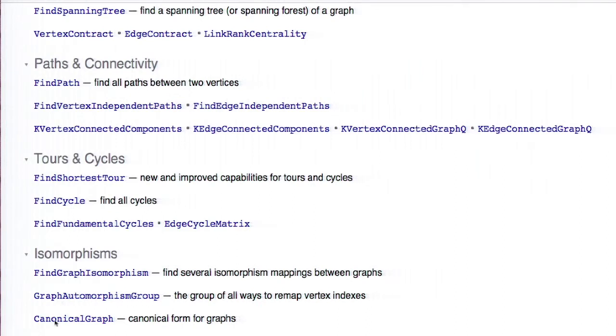Okay, the other functionality we also introduced is CanonicalGraph. Essentially, CanonicalGraph gives a canonical representation of a graph. So if two graphs are isomorphic, the resulting graph is the same. If you have 10,000 graphs and you want to check whether they are isomorphic, instead of calling FindGraphIsomorphism on each of them, you can just map CanonicalGraph on them and compare if the results are the same. Two graphs which have the same canonical graph are isomorphic.